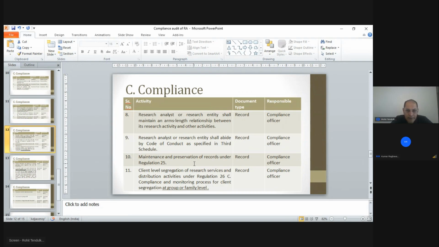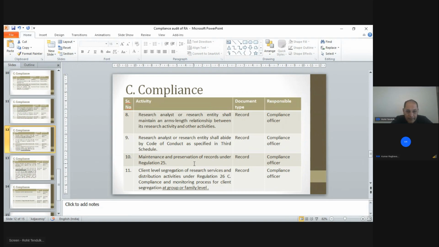Point number 9. Research analyst or research entity shall abide by code of conduct as specified in third schedule. The research analyst regulation third schedule guides on certain code of conduct to be maintained by research analyst and research entity. A record should be maintained of non-compliance by the compliance officer.